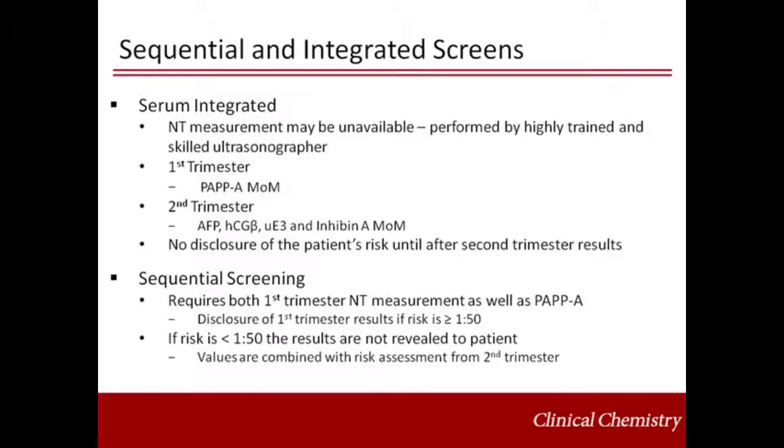The third cross-trimester screening option is the sequential screen. As with the integrated screen, the sequential screen incorporates both the nuchal translucency measurement as well as serum markers from the first and second trimester to calculate risk. The sequential screen does, however, differ from the integrated screen by disclosing the calculated risk result to the patient if the calculated risk is greater than or equal to a predetermined cutoff in the range of 1 in 50 to 1 in 40. If the risk of carrying a Down syndrome fetus is less than the cutoff, the results typically are not revealed to the patient and the values are combined with the risk assessment from the second trimester.